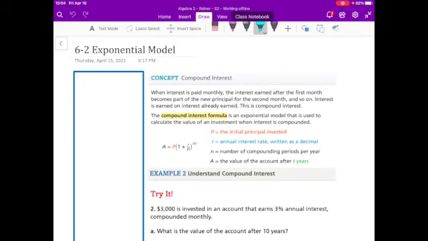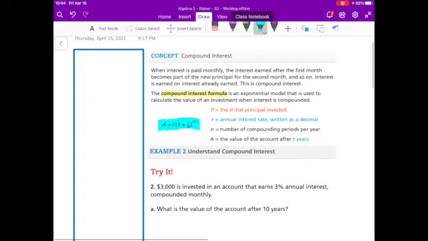6-2, exponential models. So for exponential models, we're going to be looking at real world examples. Okay, so first off, you want to somewhere jot down that formula, have a place where you can easily access it or know where to find it, because we will be using it.